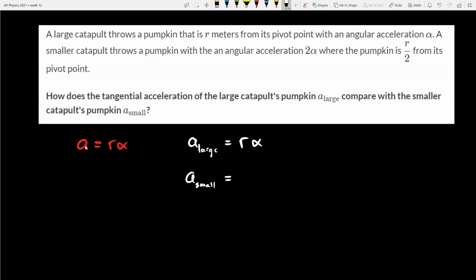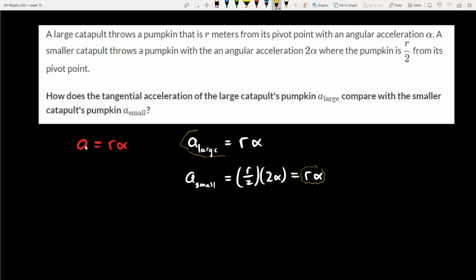Okay. A smaller catapult throws a pumpkin, so a small. It has angular acceleration 2 alpha, sorry, and radius r over 2. So r over 2, and this is 2 alpha. Well, if we simplify this out just a little bit, this is 1/2 r times 2 alpha. So 1/2 times 2, well, this just becomes r alpha, which was the exact same thing as our a large right there.